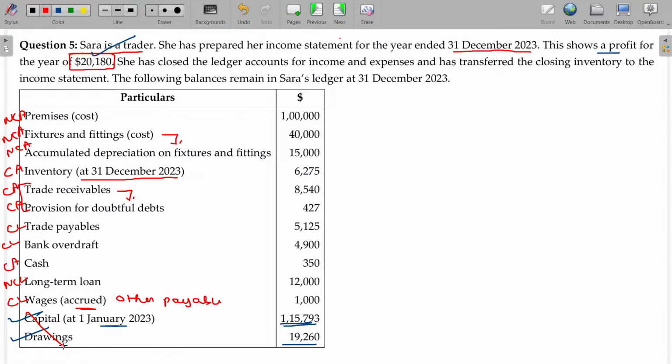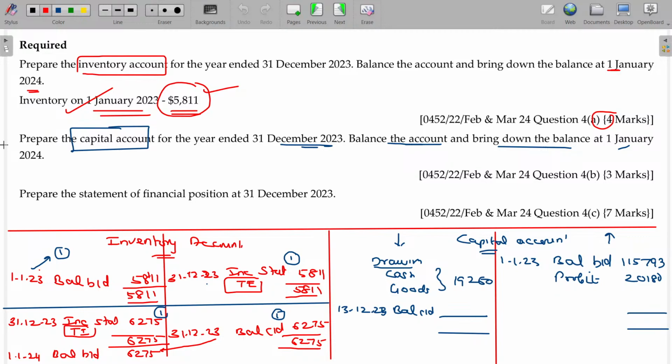Okay, now we can prepare the statement here. Now we will finish calculating the final balance. The total of this one being 1,35,973, and the balance carried on here being 1,16,713. Rewrite it on the other side, 1/1/24, as balance brought down. This value being 1,16,713.